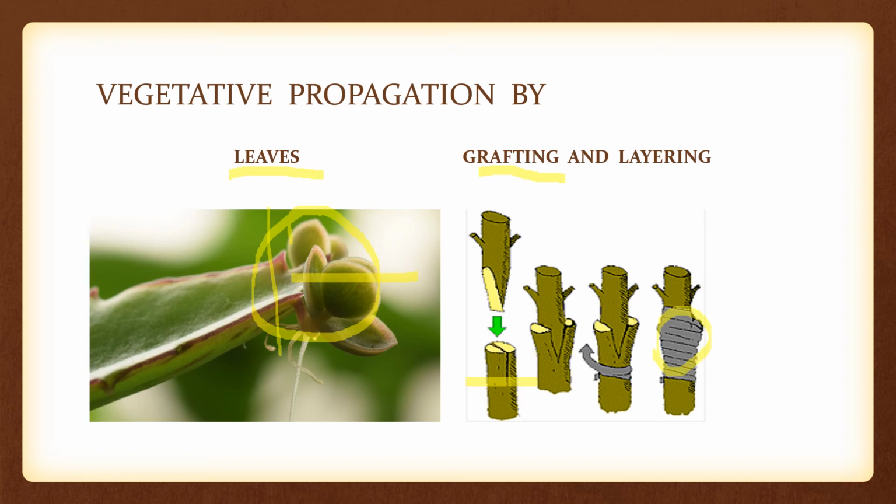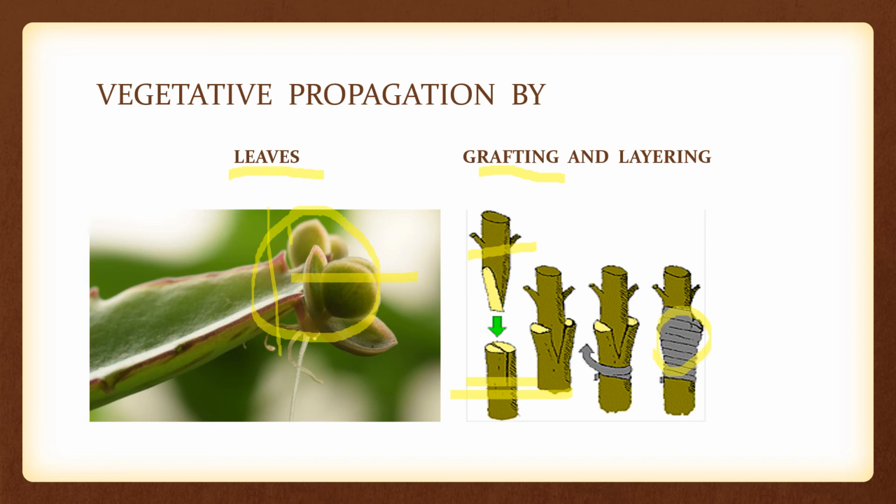First, take a piece from the parent plant, insert it in the stock, then tie it properly, and this develops as a new plant which has these characters as well as these characters. This method is called grafting.